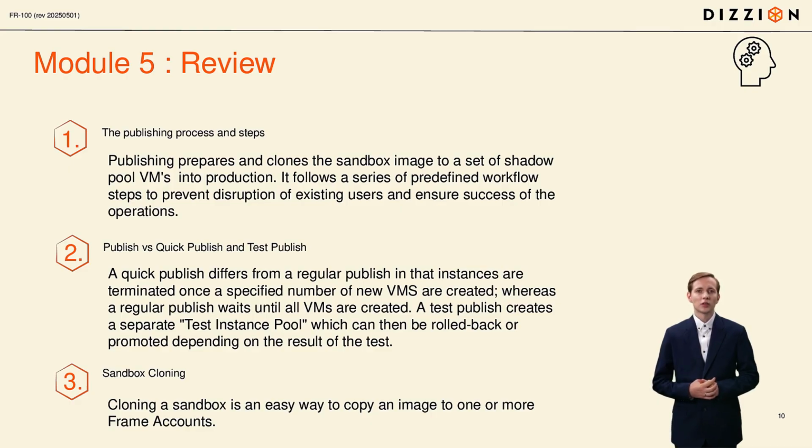Wrapping up Module 5, you learned that publishing prepares and clones the sandbox image to a set of shadow pool VMs into production. The Frame platform follows a series of predefined workflow steps to prevent disruption of existing users and ensure success of the operations. You also learned that a quick publish differs from a regular publish in that instances are terminated once a specified number of new VMs are created, whereas a regular publish waits until all VMs are created. A test publish creates a separate test instance pool, which can then be rolled back or promoted depending on the result of the test. Lastly, you learned that cloning a sandbox is an easy way to copy an image to one or more Frame accounts.